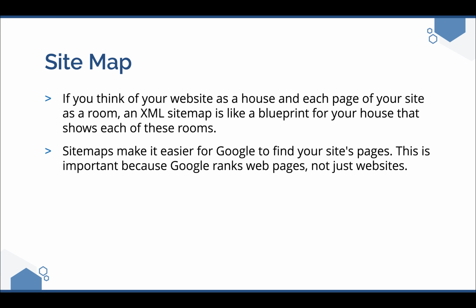XML sitemaps are important for SEO for various reasons. If you think of your website as a house, then each of your pages can be considered a room. An XML sitemap is like a blueprint for your house that shows each of these rooms. First, sitemaps make it easy for Google to find your site pages. That's also important because Google ranks web pages, not just websites. There's no downside to having an XML sitemap for your page.